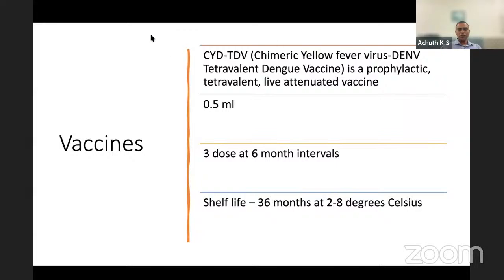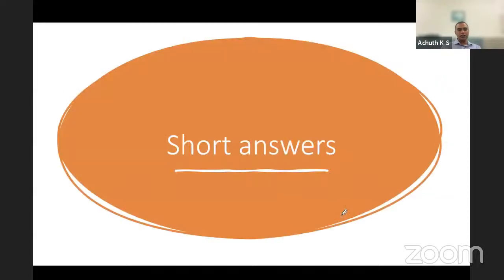There is one vaccine which you should remember: the CYD-TDV vaccine, chimeric yellow fever virus dengue tetravalent dengue vaccine. It is a prophylactic tetravalent vaccine, that means it contains all 4 serotypes, and it is live attenuated. 0.5 ml is given by injection, at 3 to 6 months interval. It is stored at 2 to 8 degrees Celsius for 36 months, that is the shelf life. This is the one vaccine you should remember, which has been tested in Africa and Brazil as of now, and it might come in the future also.